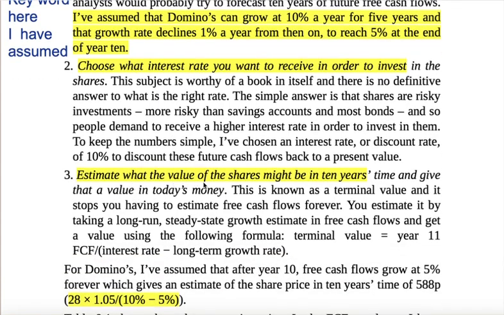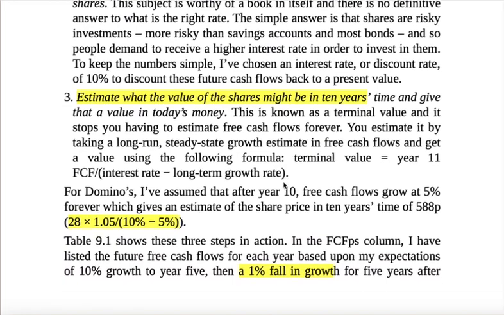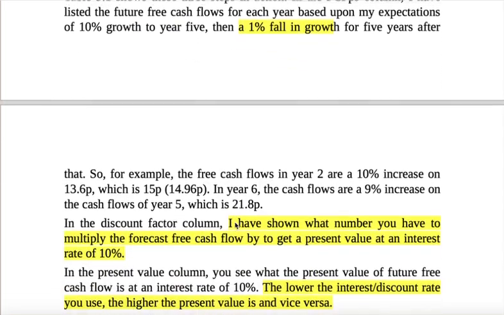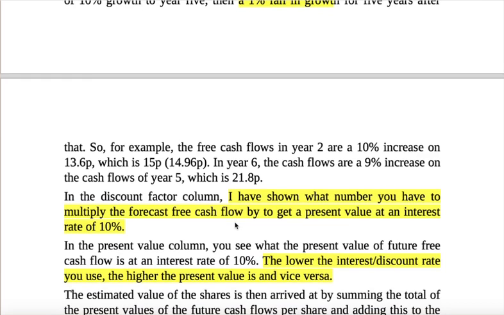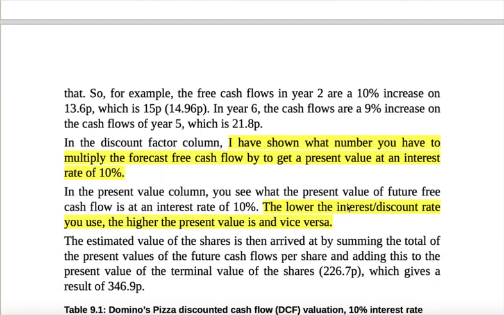Estimate what the value of the shares might be in 10 years. This is again an estimation, which is free cash flow divided by the interest rate minus the long-term growth rate you want to get. So this is a formula, this is an example which the writer mentions over here. Then he says, I have shown you the numbers. You have to multiply the forecasted free cash flow, forecasted, again a big question mark, to get a present value at the interest rate of 10%. The lower the discount rate, the higher the present value, and vice versa.